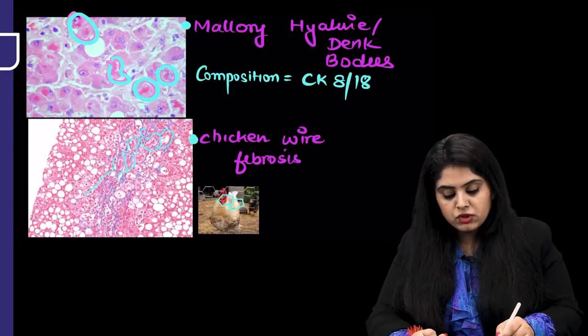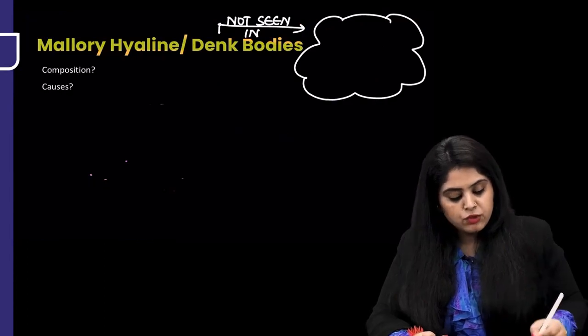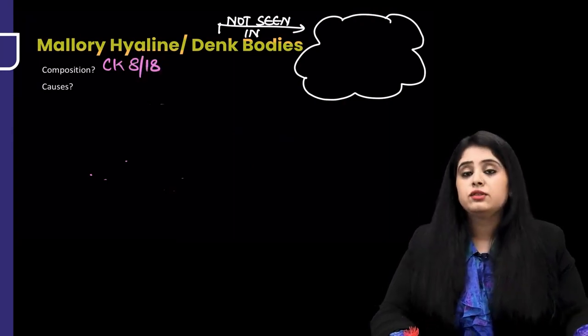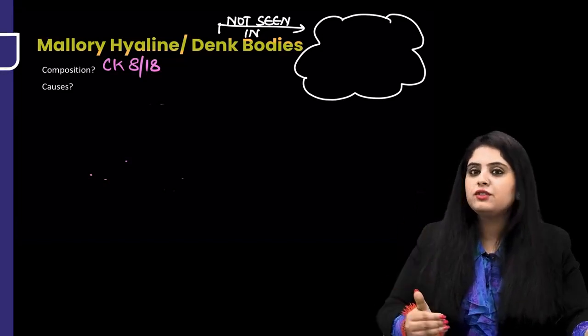So do you remember the picture of the Mallory-Hyaline bodies, these pink color structures? I told you what they are made up of. They are made up of cytokeratin 8 and 18. So their mnemonic is New Indian Watch. Everything that you studied now, you will say that shows Mallory-Hyaline bodies.